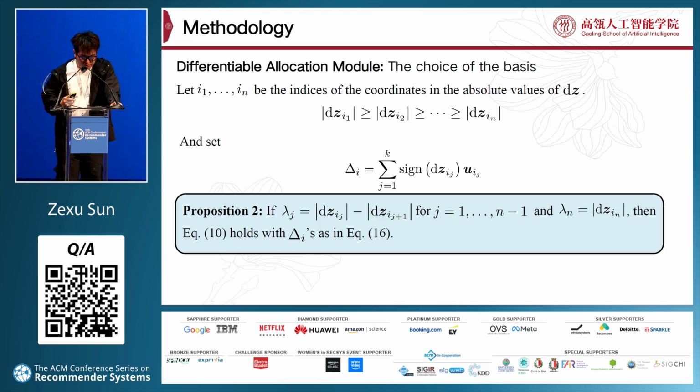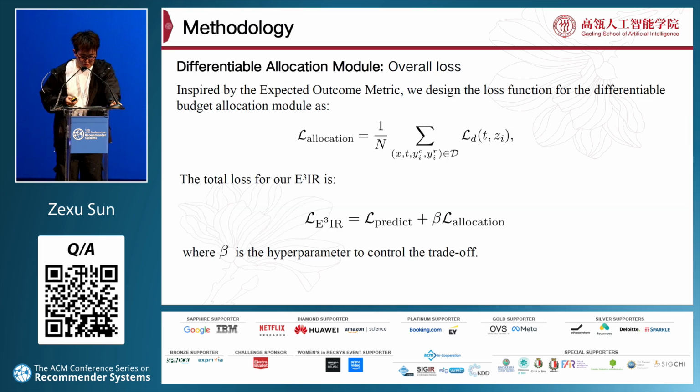Let I1 to I(n) be the indices of the coordinates in the absolute value of dz. We have the following equation for dzi, and the set can be calculated by the following equation, delta I. Furthermore, we can have the following proposition too. This proposition can solve the choice of basis problem.